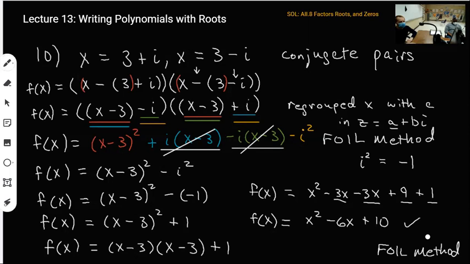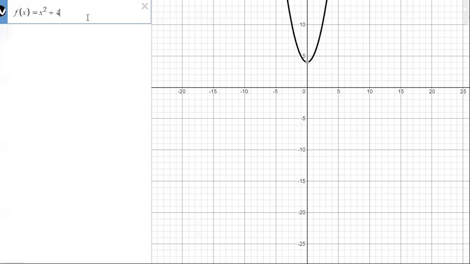And what I want to do is graph this and show you that it never crosses the x-axis, because its roots are 3 plus i and 3 minus i. Those are imaginary numbers, right? So I've got x squared minus 6x plus 10.